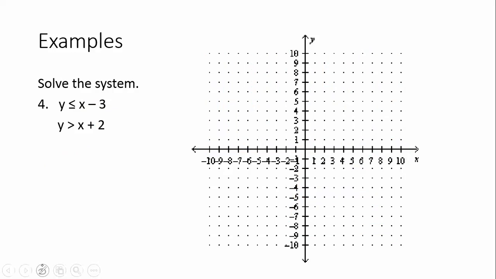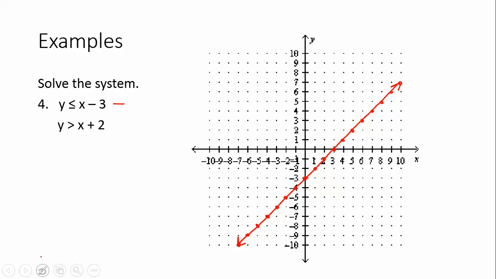If you'd like to pause the video here and try this one on your own now that we've done some examples together, graph each inequality and then look for where the shading overlaps. So we have y is less than or equal to x minus 3, so we're starting down at negative 3 on the y-axis. I'm going up 1 and over 1 in the positive direction. I want a positive slope. This is going to be a solid line, since it's y is less than or equal to.